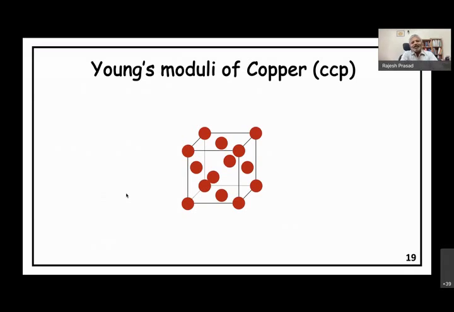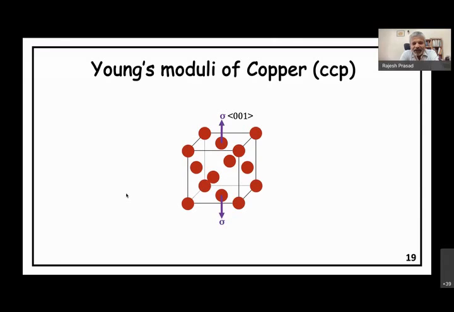Let us now look at Young's modulus of copper. It is CCP, cubic close packed. That is, the unit cell is face-centered cubic. Copper atoms are sitting at the corners and face centers. Now, let us try to find the Young's modulus of copper. Well, we will not do an experiment on a unit cell. There will be several unit cells. So we are doing an experiment on a single crystal, but this is trying to show the loading direction.